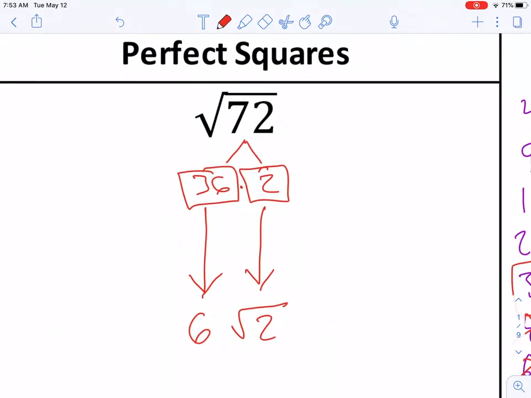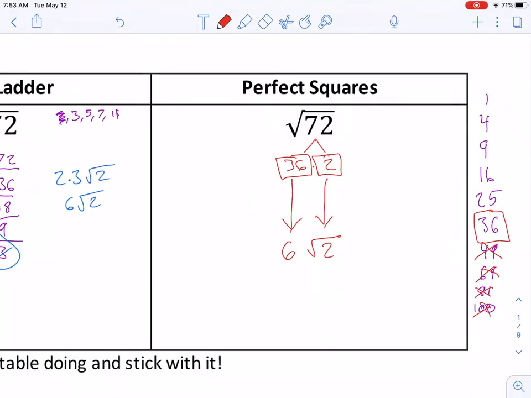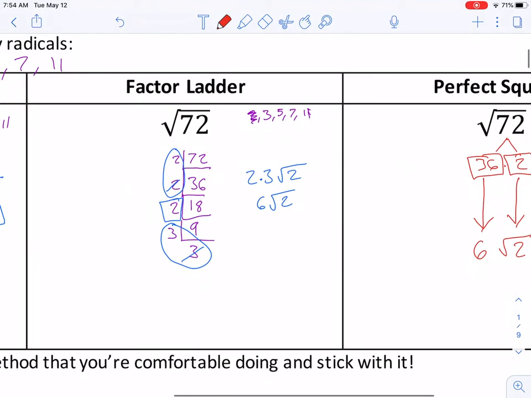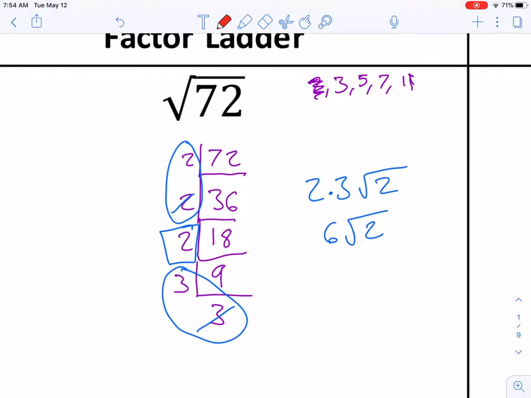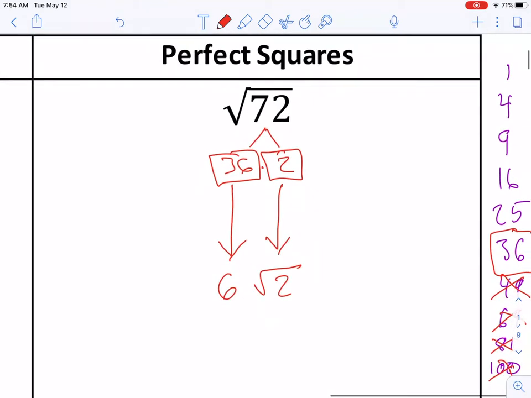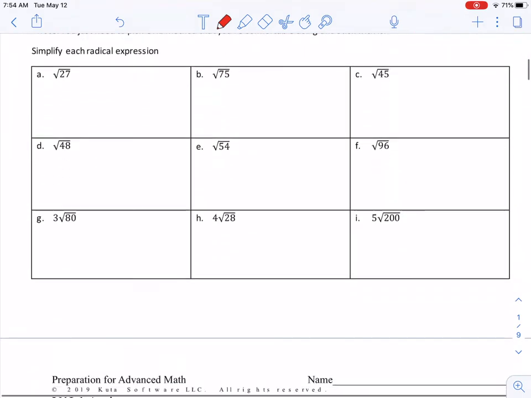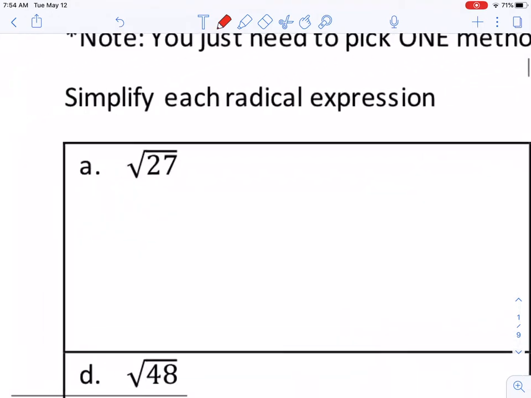So significantly less work here, but if you're not familiar with your perfect squares, it is more guess and check. This is foolproof. You write all the numbers down, you find your pairs, and it works. This is a little bit more nuanced. There's some guess and check, and some understanding of what those things are. So I'm just going to take us through a couple examples here, and then we'll continue working on these.